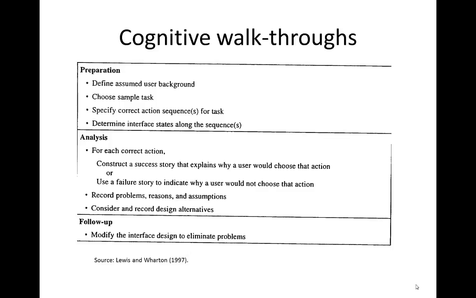For each action, you then construct a story that explains why a user would choose that path, or a story which explains why they wouldn't. So you basically try and mentally think your way through the system and say, how would this person potentially use this system, and would they end up following the right path if they made those decisions, being who they are? That allows you to identify problems and reasons why somebody might not be following the optimum pathway, and that allows you to consider redesigning the alternatives.